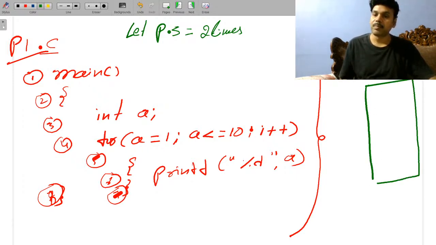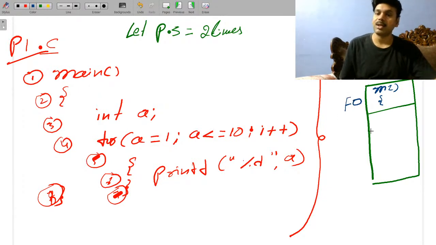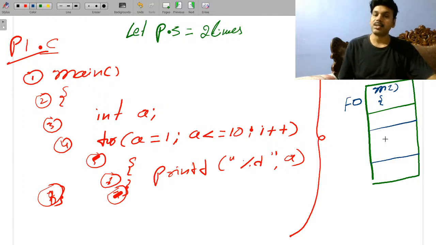In the first block, it is going to hold 2 lines of information: main will reside there and the delimiter will reside there. This is what I am calling a frame. And immediately there is one more slot, in which the next 2 lines are present: int a and the for loop. This is frame 1 and this is frame 2, and one more slot we have is frame 3, and one more slot is frame 4.